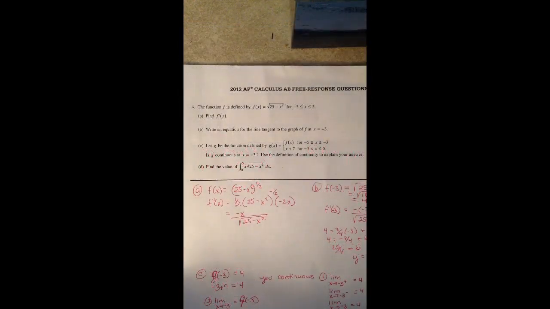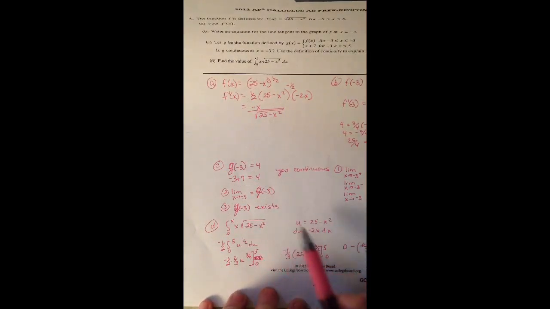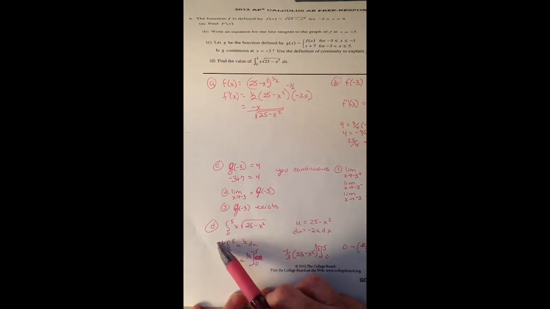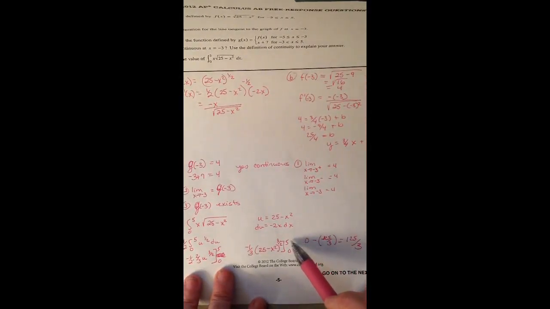And part D says to find the value of the integral from 0 to 5 of x times the square root of 25 minus x squared. So we're just going to come down here. We're going to do u is this, du is negative 2x. So if I add a negative 2 in, I got to negate it by negative 1/2. I'll just do my power rule. I'll get negative 1/3 raised to the 3/2. I'll plug 5 in, and that'll be 0.